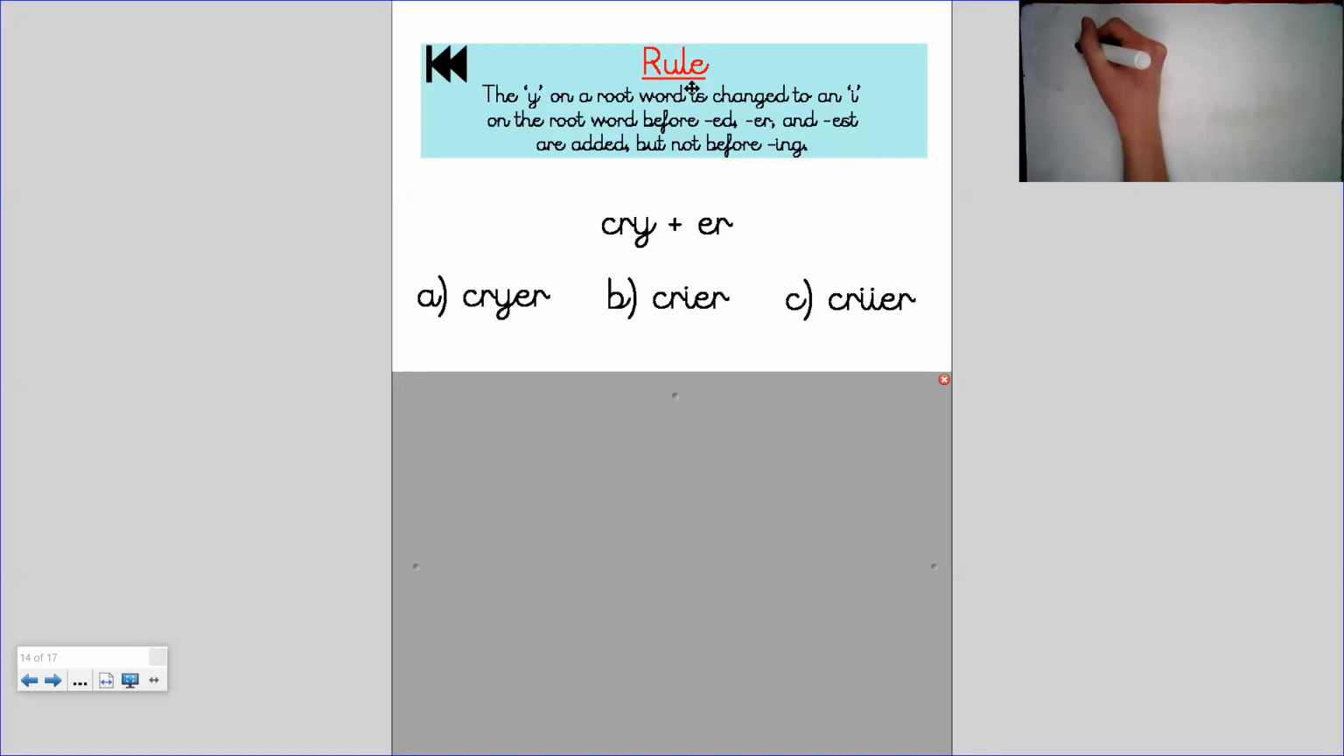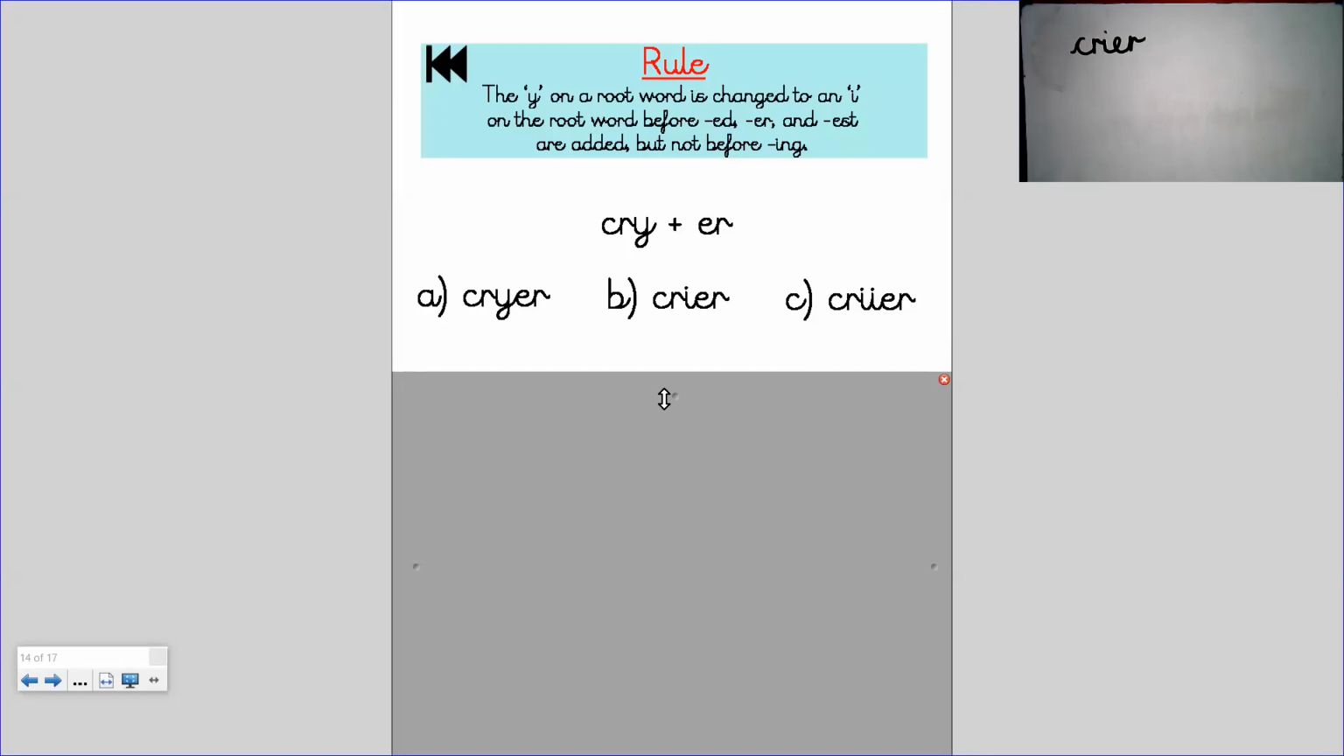Our root word is cry. So we're going to start to write the root word. When we get to our y, we need to think about what suffix we're adding on. We're adding on er, so I need to change that y to an i before adding on my suffix. Our new word is crier. The correct answer was D. Well done if you got that correct.